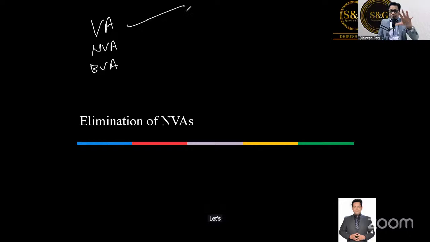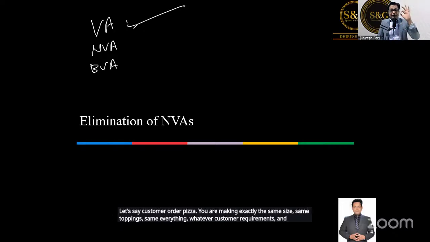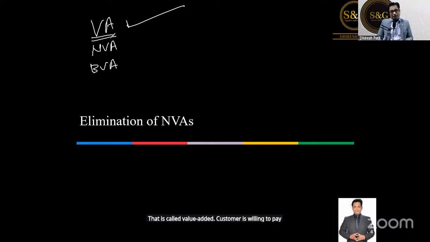Let's say customer orders pizza. You are making exactly the same size, same toppings, same everything, whatever customer requirements, and you are delivering the pizza within time. That is called value added. Customer is willing to pay for this service. That is called value added. What is non-value added? Waiting. If customer is waiting beyond 30 minutes, it is non-value added.